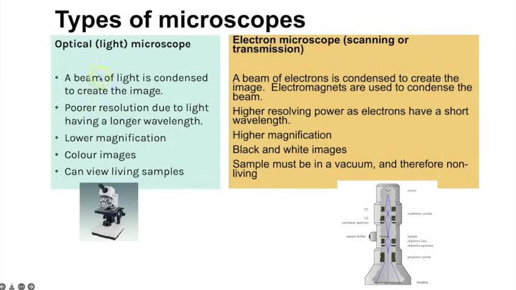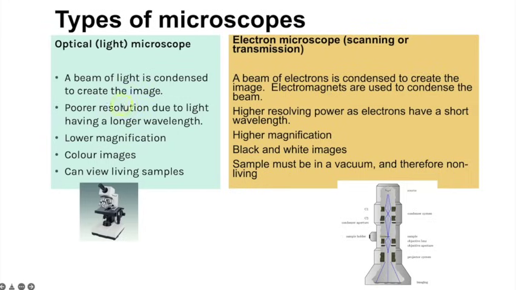The optical microscope, we've already said it uses light, but it is a beam of light that is condensed to create the image. In contrast, an electron microscope uses a beam of electrons which is condensed to create the image. And what is used to condense the light and the electrons is also different. The beam of light is condensed using a lens, whereas the beam of electrons is condensed using electromagnets.